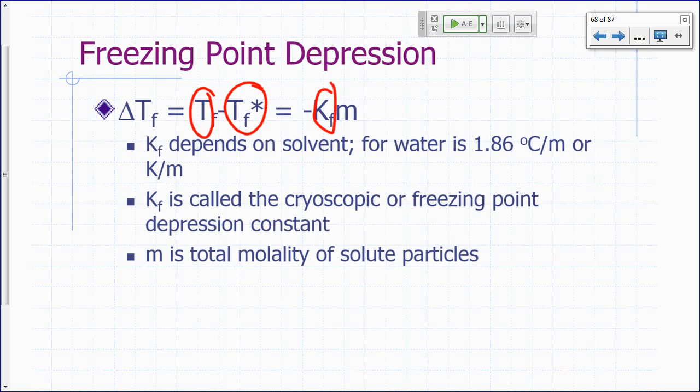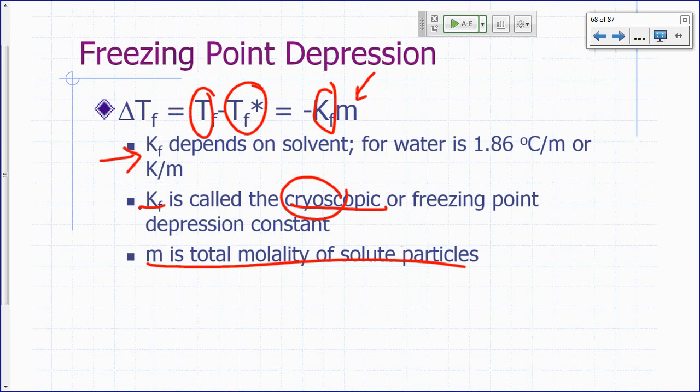Kf here is a positive number. That's called your cryoscopic constant. Cryo has to do with freezing, like you've heard of cryogenics. So that's the freezing point depression constant, K sub F, or cryoscopic constant. And m here, again, is the total molality of solute particles.